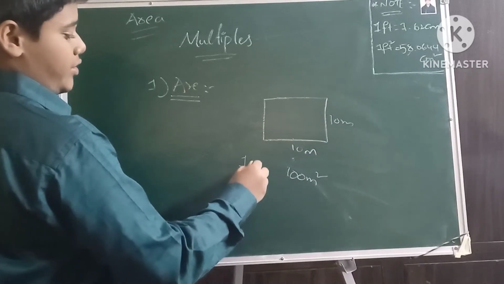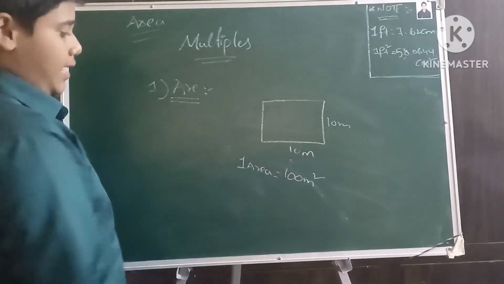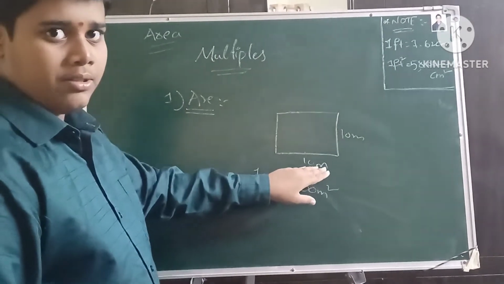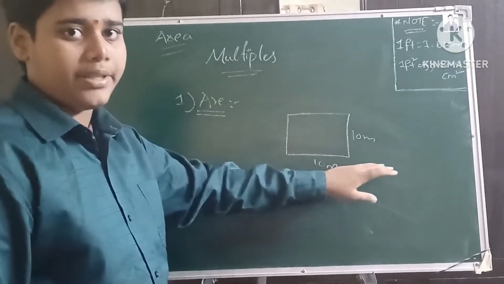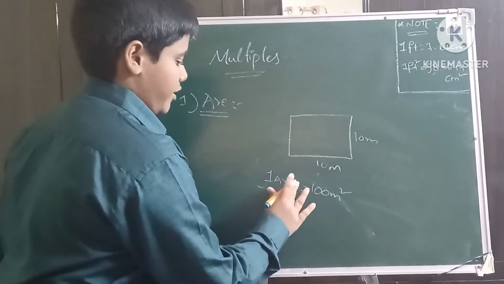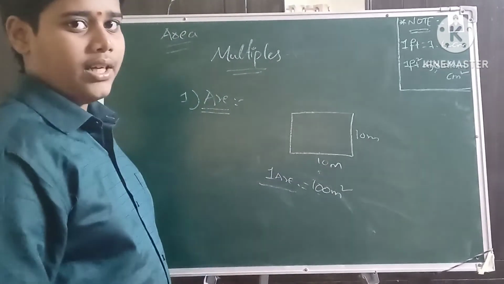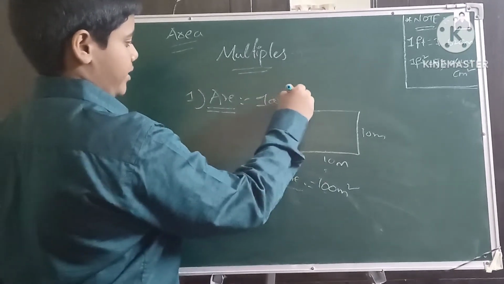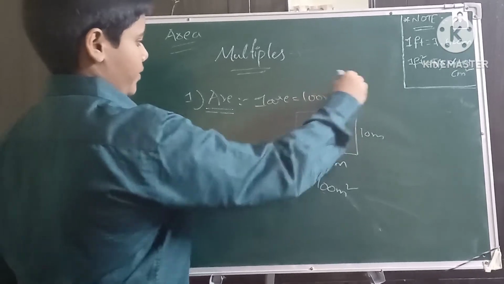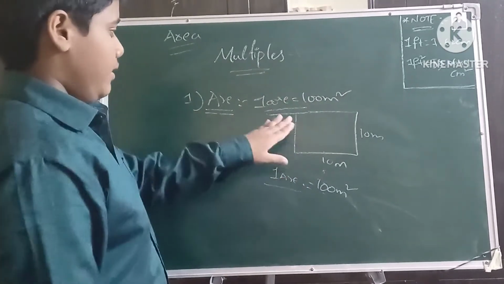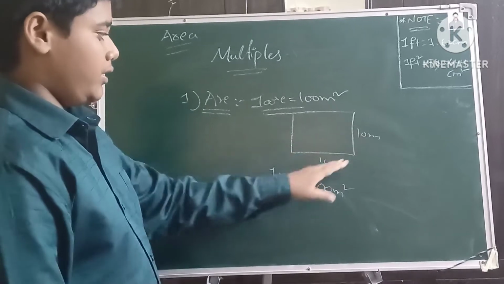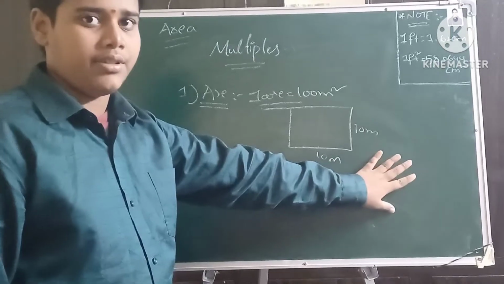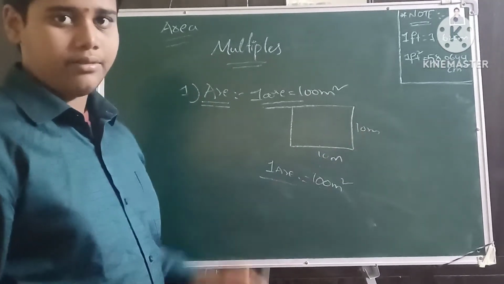So 1 are is equal to 100 meters square. If this square's side is 10 meters, then the area of this square is 100 meters square. So 1 are is equal to 100 meters square is the multiple. Easily, if we take a square with 10 meters side, so 10 meters into 10 meters, 100 meters square. So 100 meters square is the 1 are. Okay.